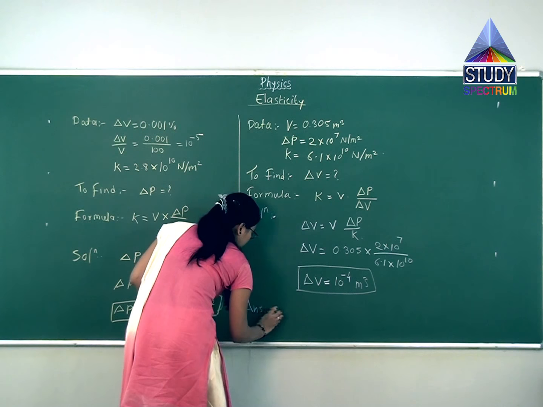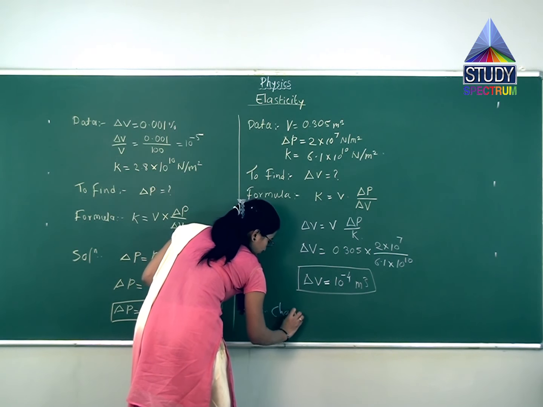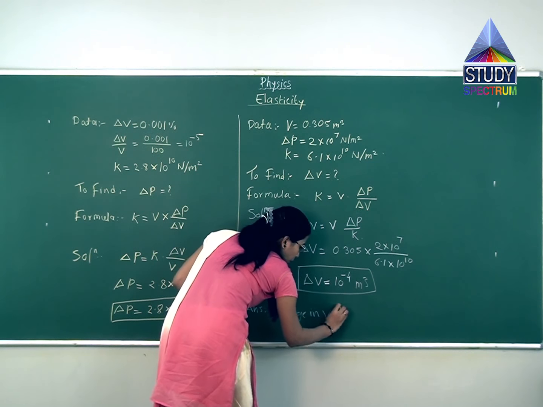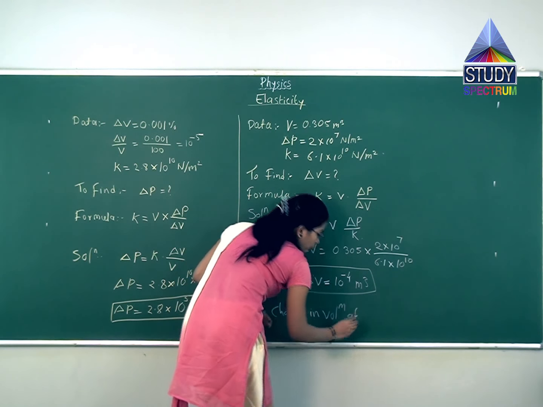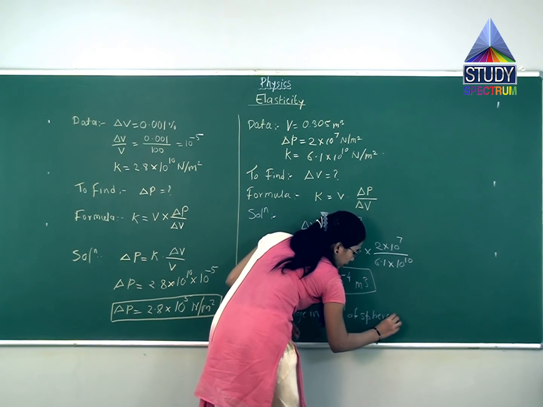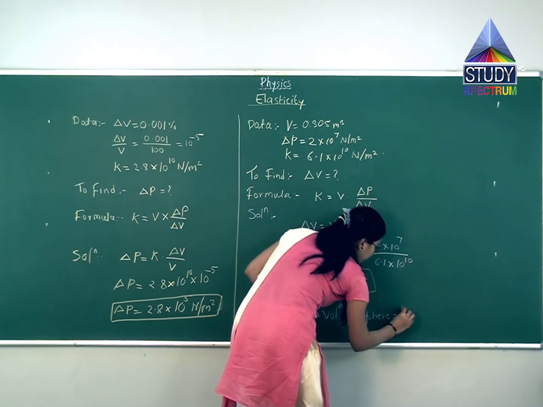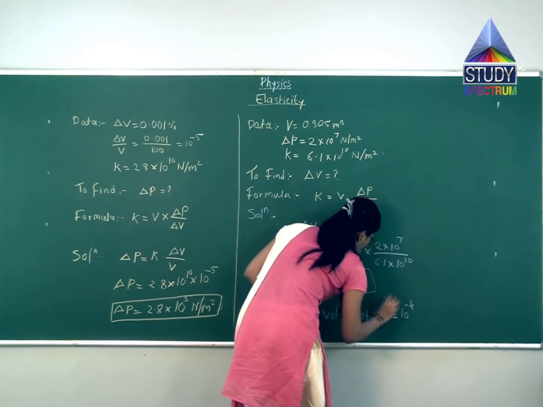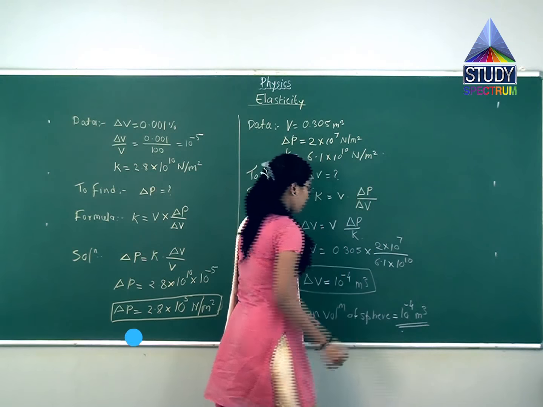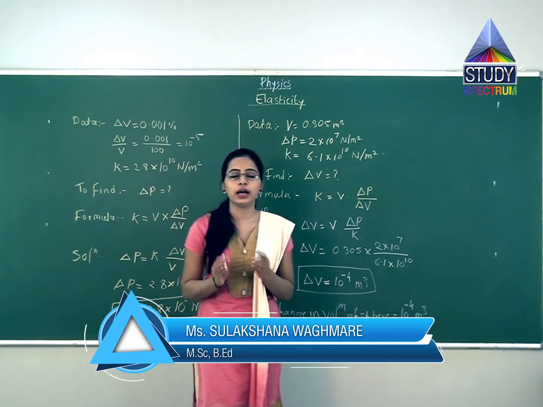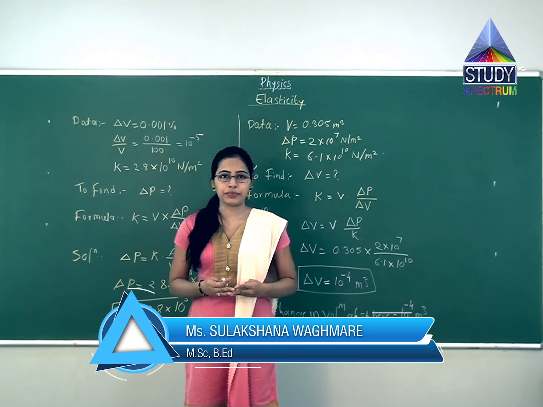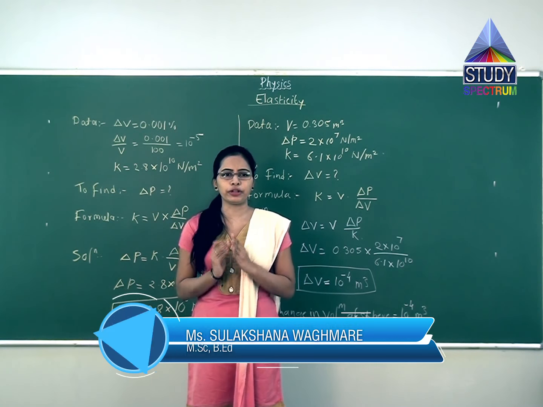Change in volume of sphere is equal to 10 raised to minus 4 meter cube. So in this way you have to write your answer. Now we will move towards our next example. It is third example from your textbook.